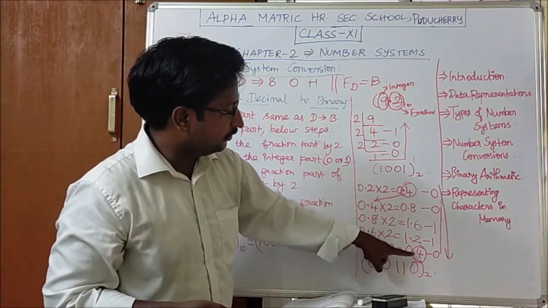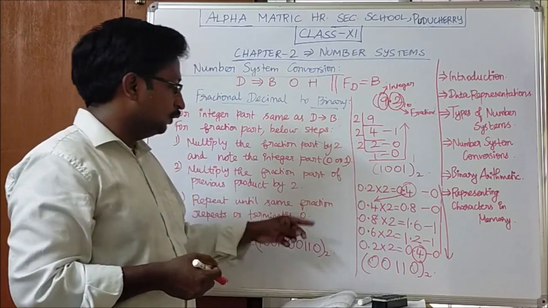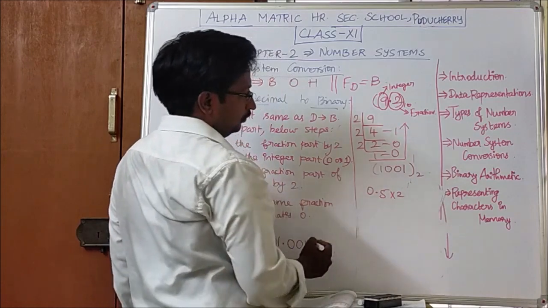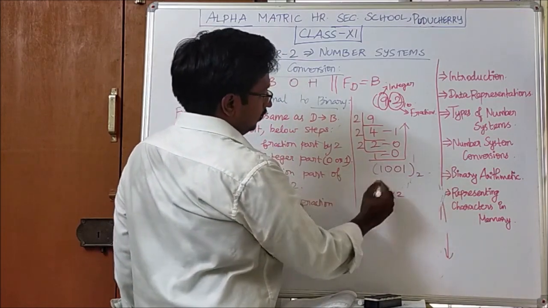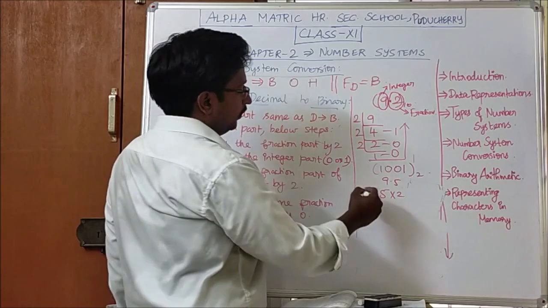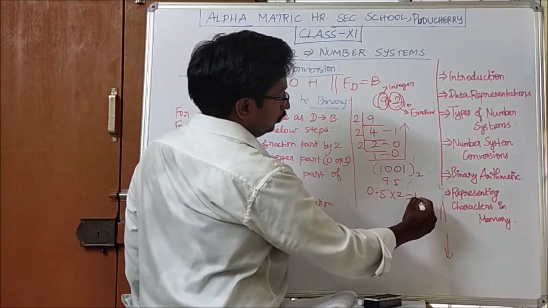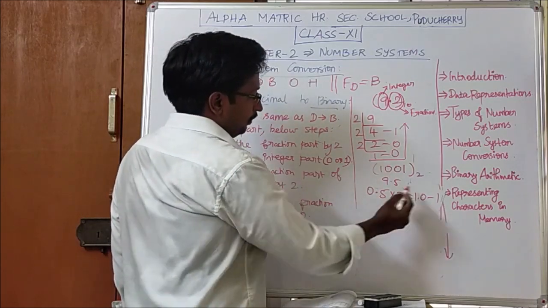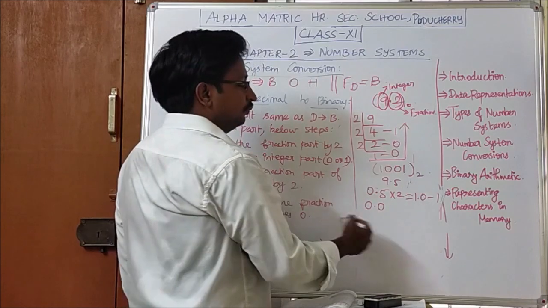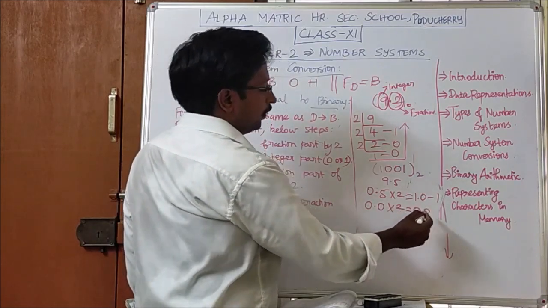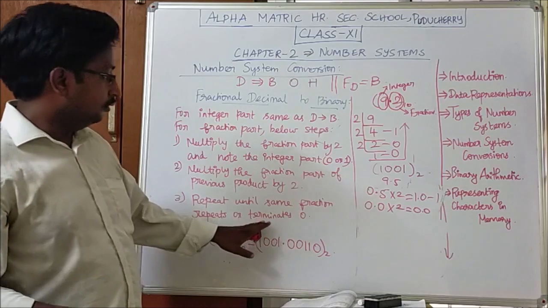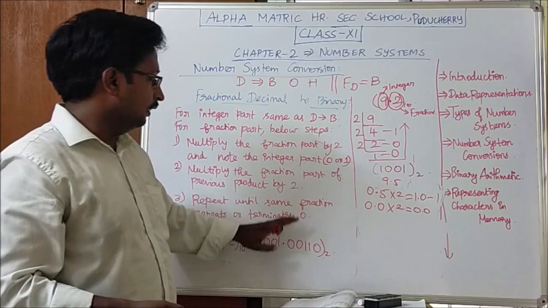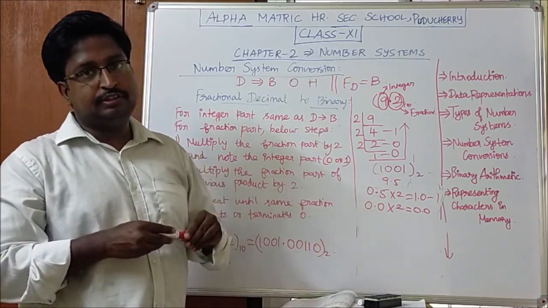Terminates at 0 means that in some cases you will have a number like 0.5, say for example 9.5. We take the fraction part, multiply by 2, and note the integer part. The fraction of the previous product is 0.0, and when you multiply again it comes 0.0. It goes on. So if you receive the fraction part as 0, you can stop multiplying. That is the meaning of terminates at 0.